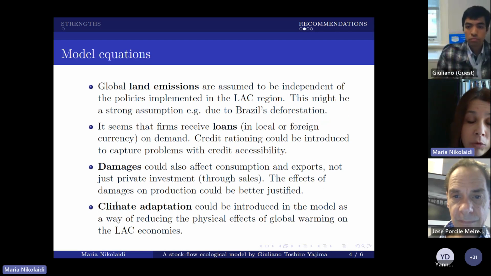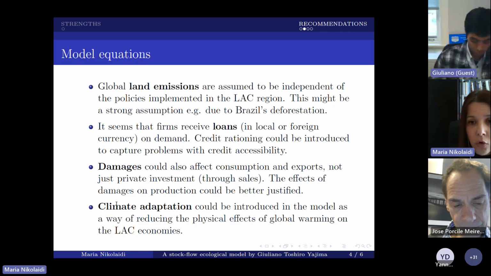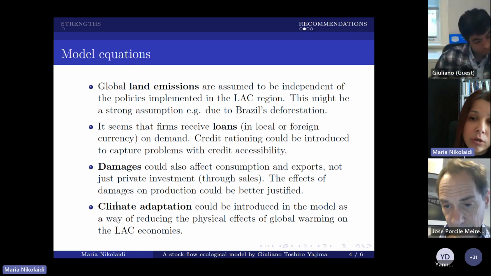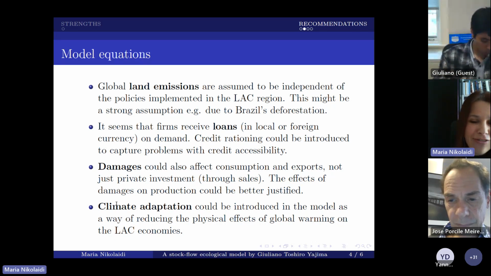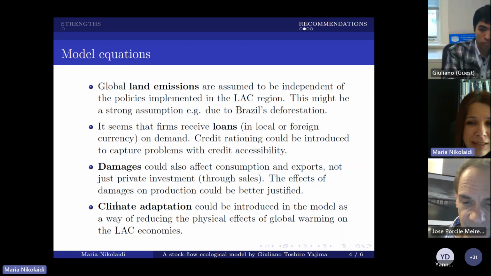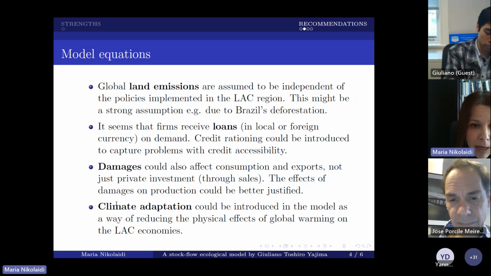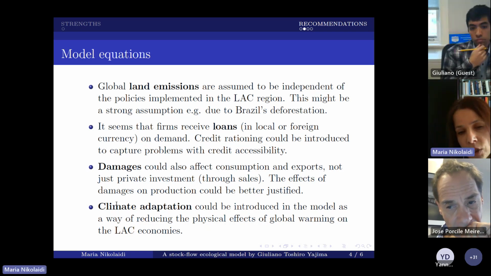Then in the model, you have global land emissions. So I was wondering whether it makes sense to think of having land emissions for the Latin American and Caribbean region, and then land emissions for the rest of the world. I'm saying that because the Latin American and Caribbean region might play an important role in these global land emissions. I'm thinking of Brazil's decision for deforestation or reforestation. So you might need to think about that. Another thing that I was thinking that you might want to change was about loans.